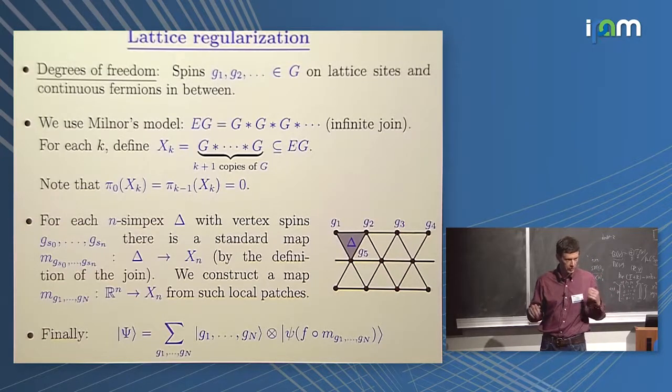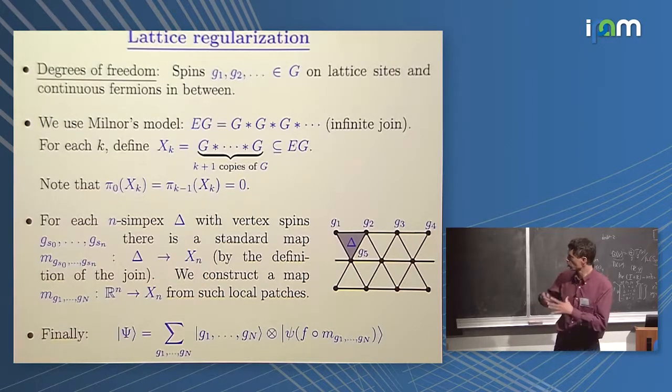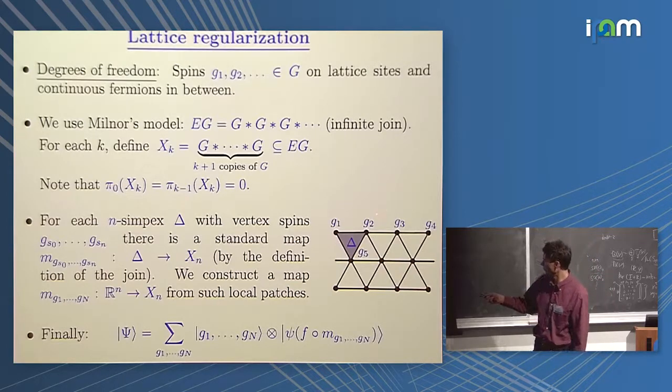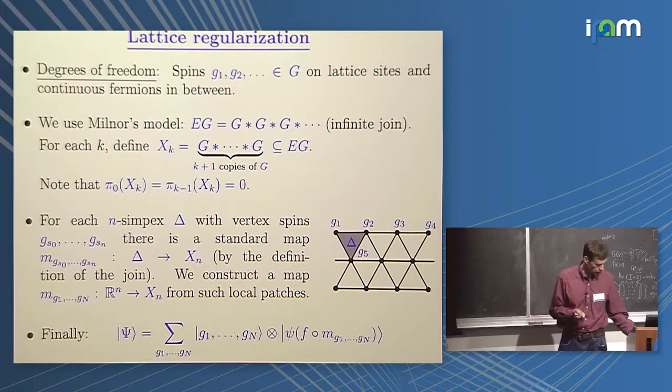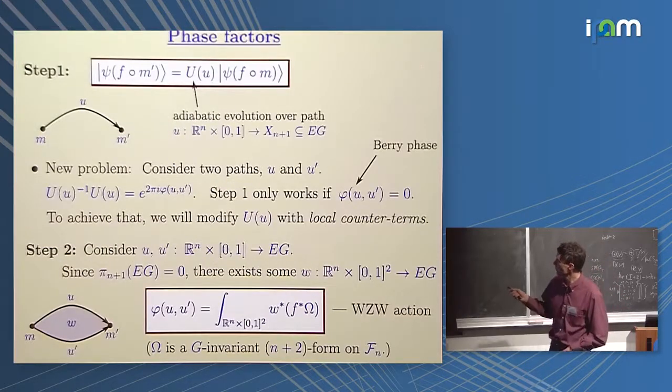Oh, I see. But you can approximate them by discrete fermions on a much finer lattice. There is a coarse lattice for this group of spins. So this is issue number 1 solved, and issue number 2, phase factors.